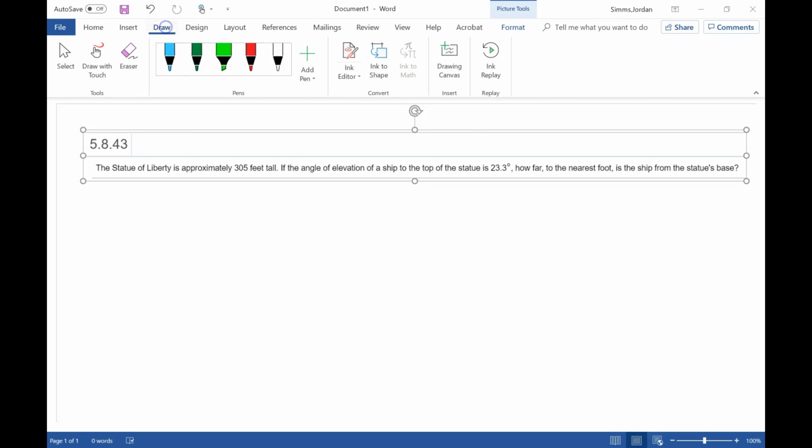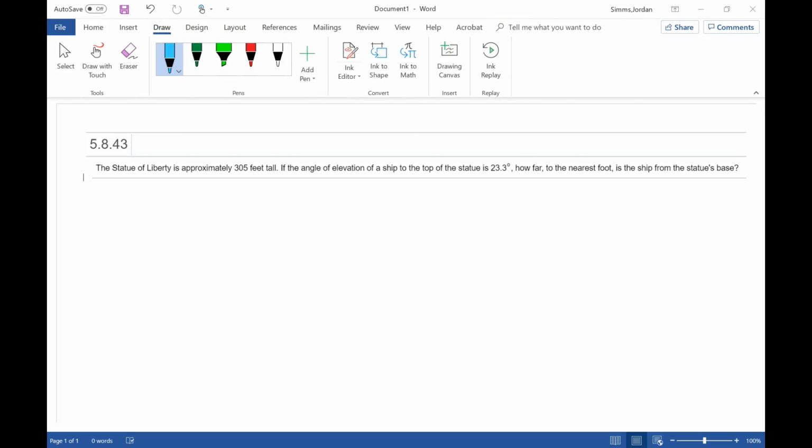Hey Samantha, let's take a look at this one. First, I always like to draw a bit of a diagram. So let's pretend this is the Statue of Liberty right here. Now, the Statue of Liberty we know is about 305 feet. That's what they're telling us. So from here to here, 305 feet.